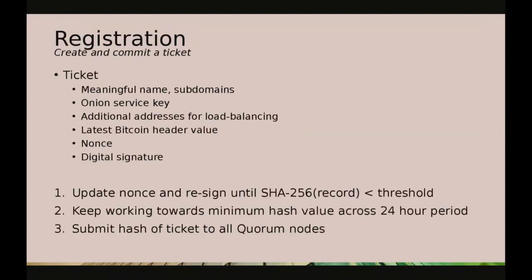So in the registration process, first the onion service administrator would create a ticket. They would then perform some period of proof of work, and they perform a minimum amount of work. But the more work they perform, the higher the chance they have of winning a name. They then work on this ticket on the proof of work for up to 24 hours, and then they commit the ticket to the quorum within a narrow window of about 5 minutes.